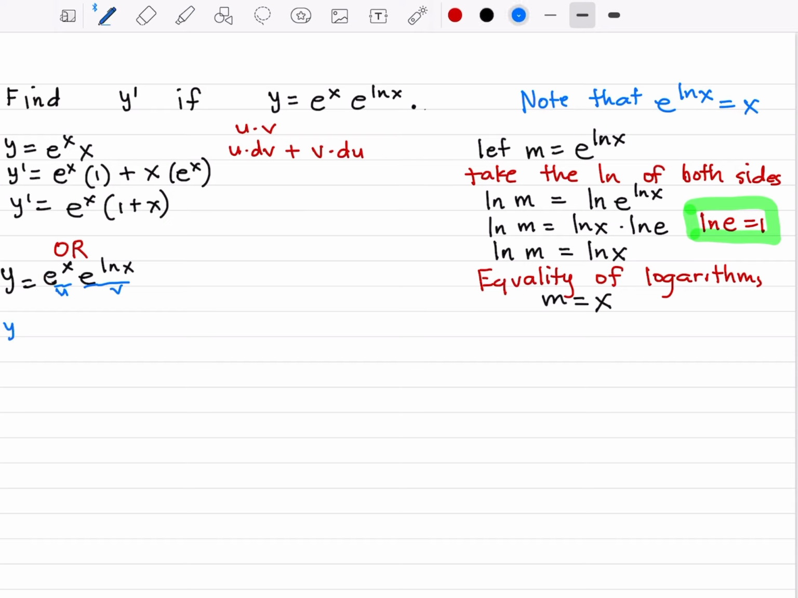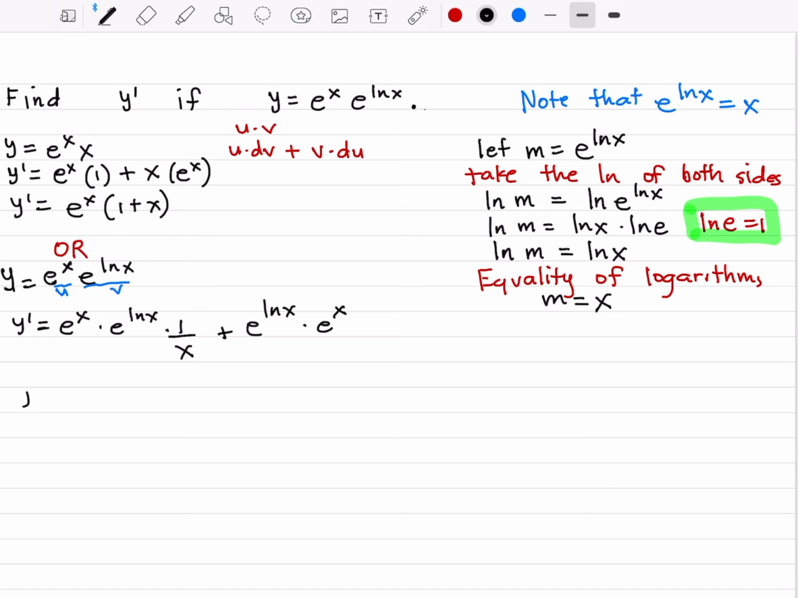Okay, so y prime is equal to u dv plus v du. u is e to the x, dv: the derivative of e to the ln of x is e to the ln of x times the derivative of ln of x, which is 1 over x, plus v du: e raised to ln of x times the derivative of e to the x, which is e to the x.